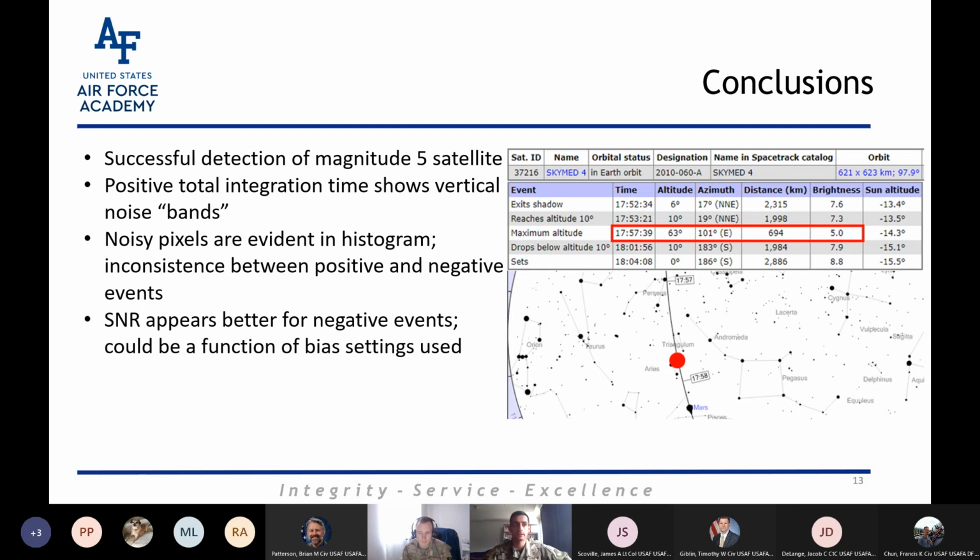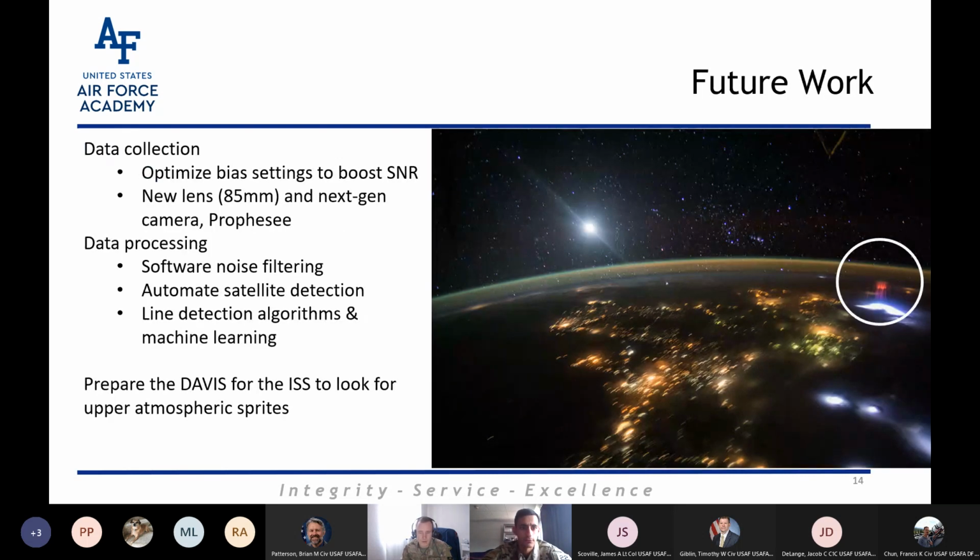So finding very fast events, and that's where the next slide goes in, we're going to be looking for upper atmospheric sprites, which are very, very dynamic events. They just happen on and off. And so a neuromorphic camera, we think, would be ideally suited for detecting hypersonics.